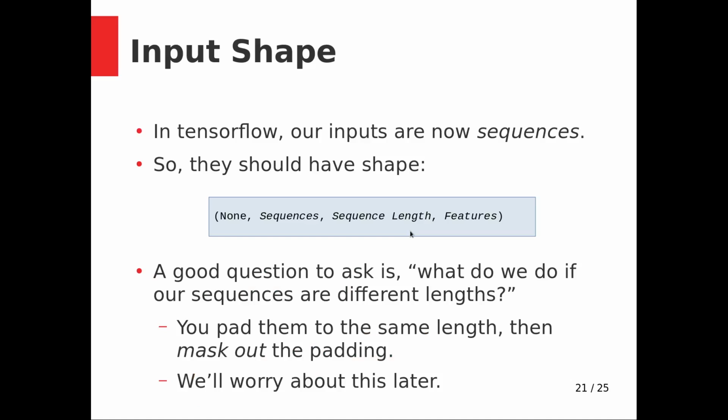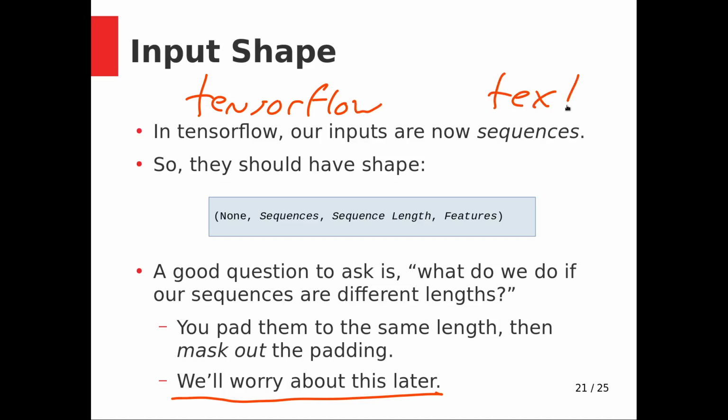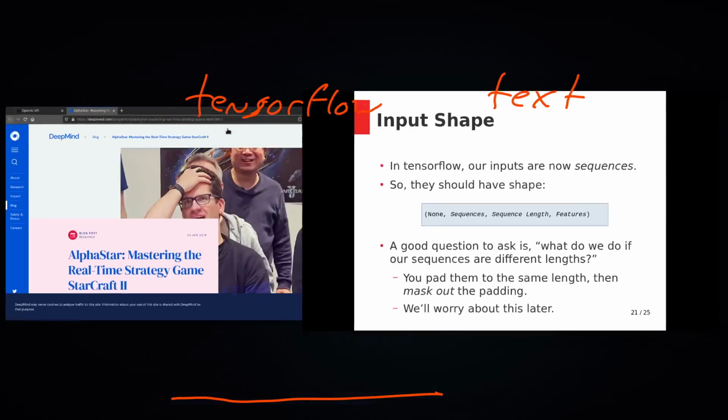So a good question that you could be asking now is, what do we do if our sequences are different lengths? Well, what you do is you pad them so they're the same length, and then you mask out the padding. This is an ugly and irritating process that we will worry about later. And in the specific case of text, a bunch of the TensorFlow text functions will do that for us automatically, so we don't need to worry about it.